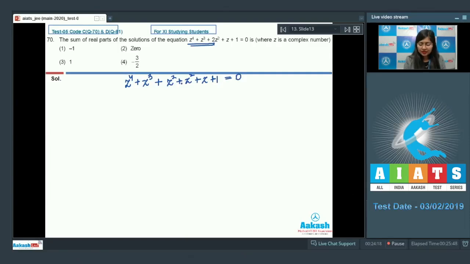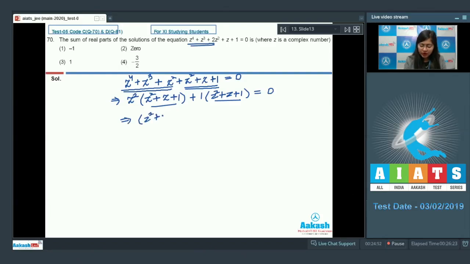Now here it can be analyzed that if I take 1 common from here and if I take z square common from here, then we will get something in common. So let us try to do that. Z square is common, so we are left with z square plus z plus 1. Similarly, taking 1 common from here, we are left with z square plus z plus 1 equal to 0. So we have got a common factor here, right? So this can be written as z square plus z plus 1 into z square plus 1 is equal to 0, right?